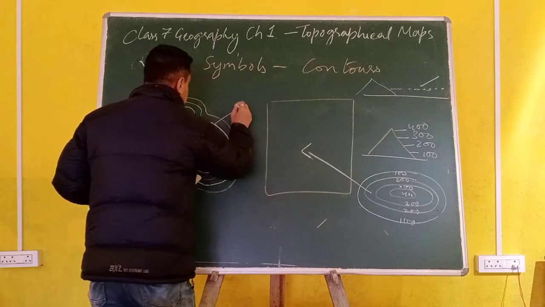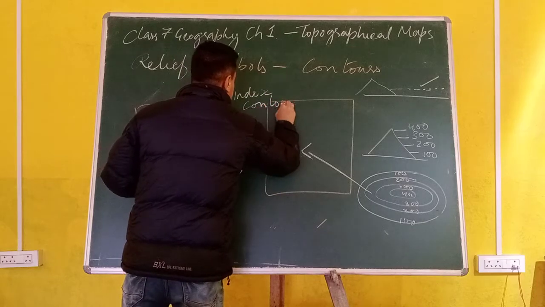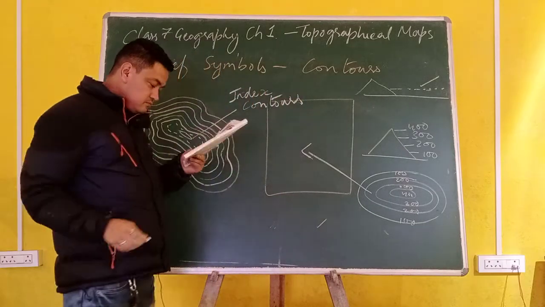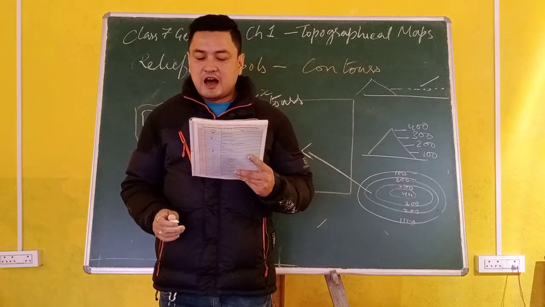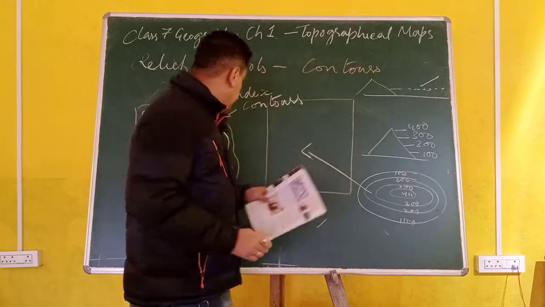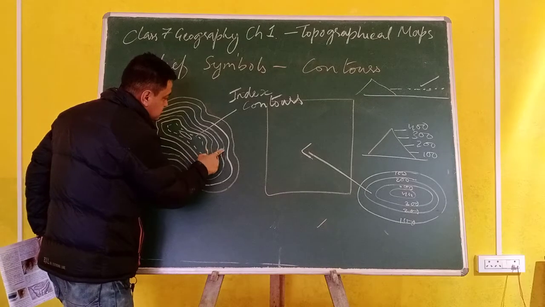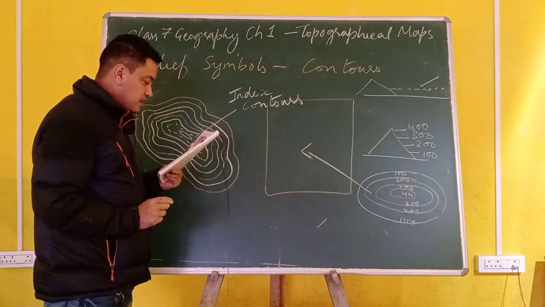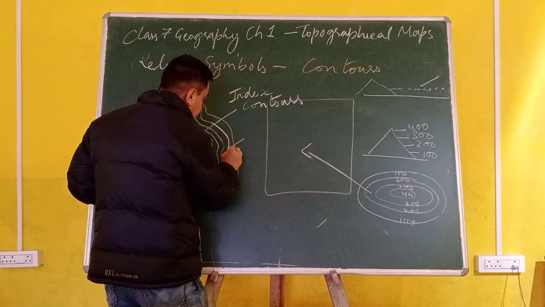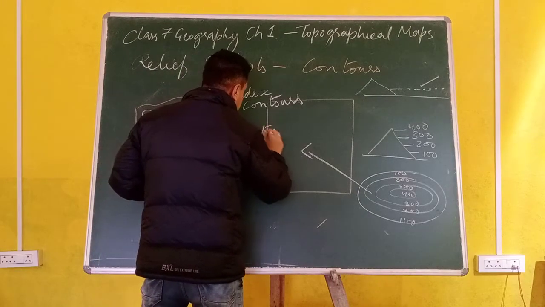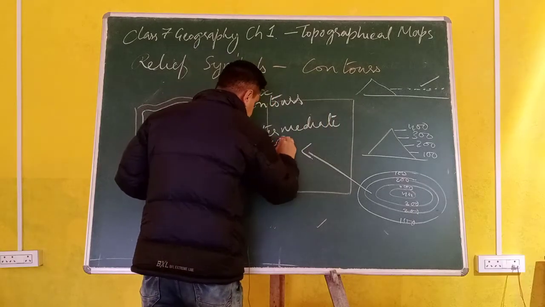Index contours are here. The contour lines falling between index contour lines are called intermediate contour lines. So after the index contour lines, you find these lines. Now I am marking those lines. That is called the intermediate lines. This white line is called the intermediate contour line.